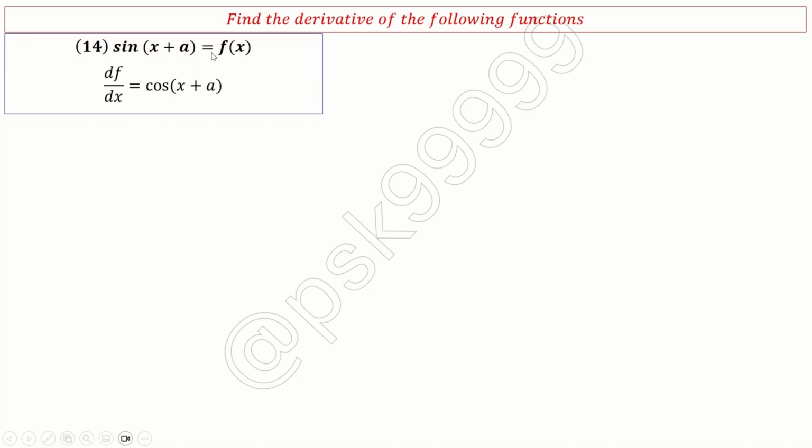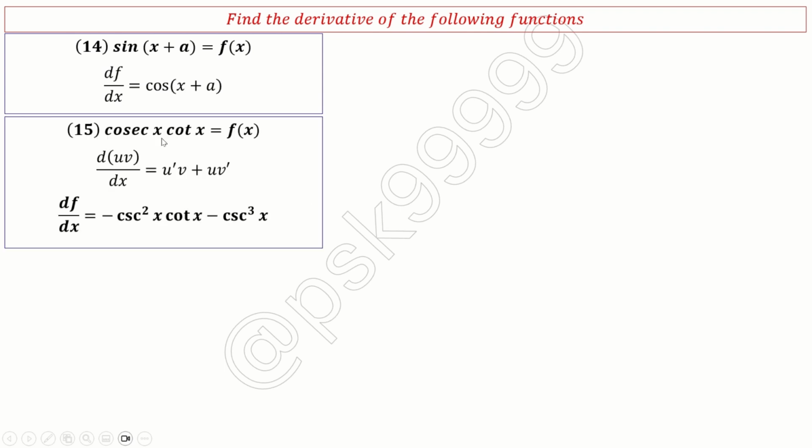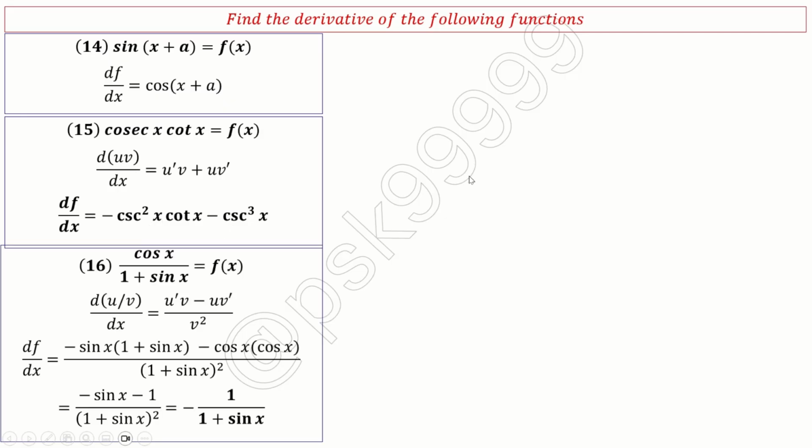Okay, sin x plus a, which is very simple and straightforward, gives cos x plus a. Cosecant x into cot x: you will apply the differentiation of uv rule. Okay, so this is the answer. Again, you will apply differentiation of u by v for this 16th question.